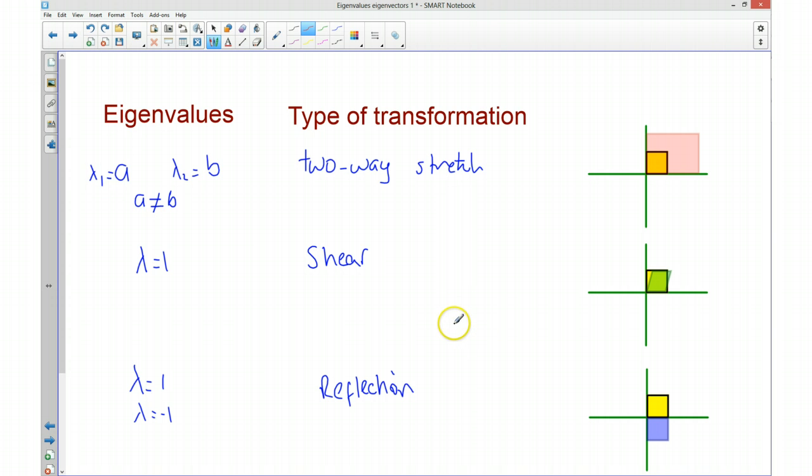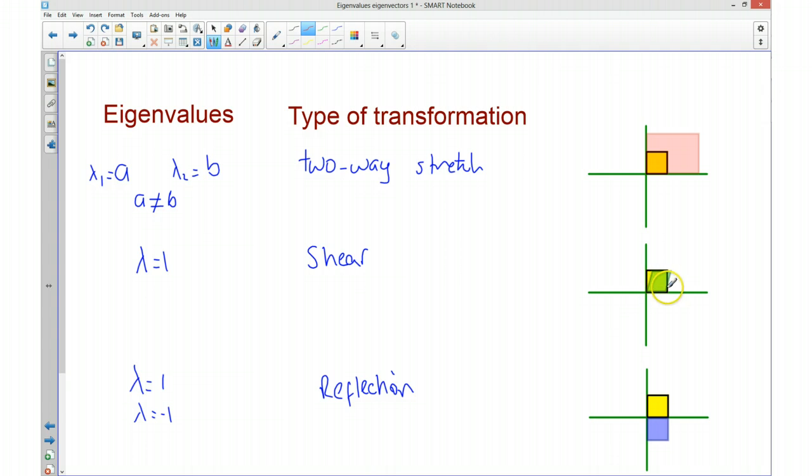And the final thing that I want to say is that we are only finding invariant lines using this approach, or lines of invariant points, that are going through the origin. There may be other invariant lines that don't go through the origin, and there is actually a different approach that we can use to find those. So, for example, on the shear, we've got a line of invariant points that goes through the origin here, but we haven't got any other invariant lines that go through the origin.